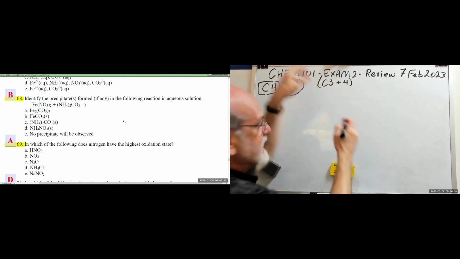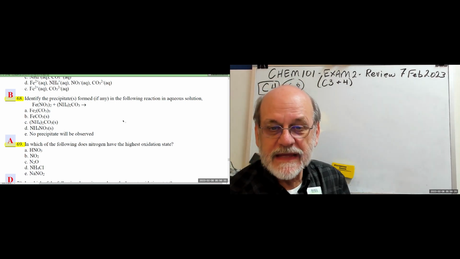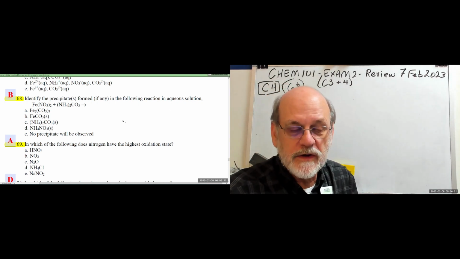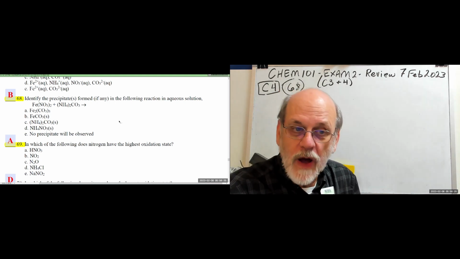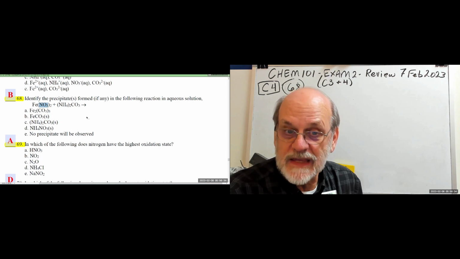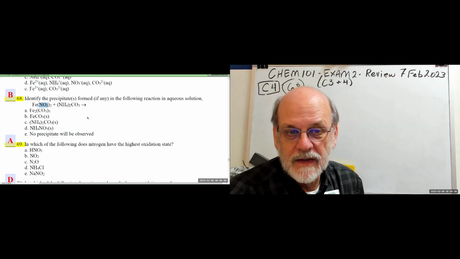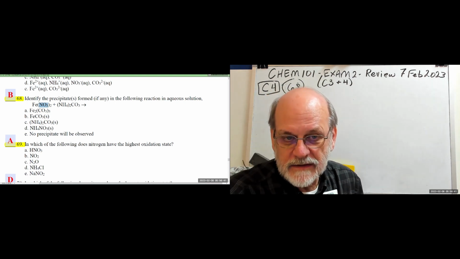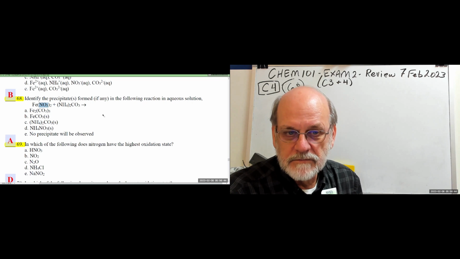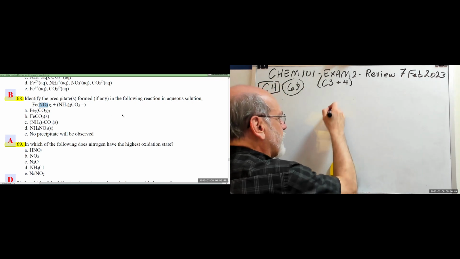Okay, 68. Identify the precipitate formed, if any, in the following reaction in aqueous solution. So if we're going to swap partners, this ammonia would combine with this nitrate, right? Ammonium nitrate is soluble. All nitrates are soluble. And then iron and the carbonate combine.